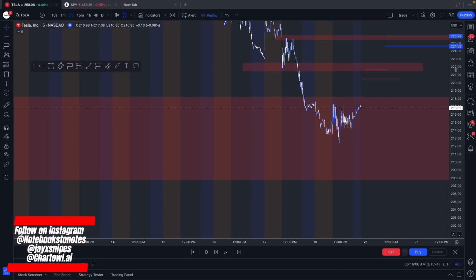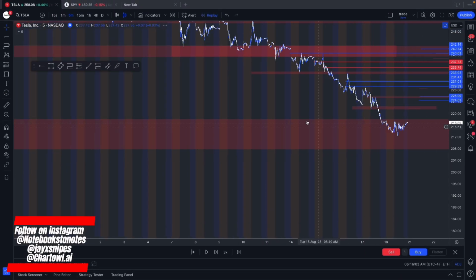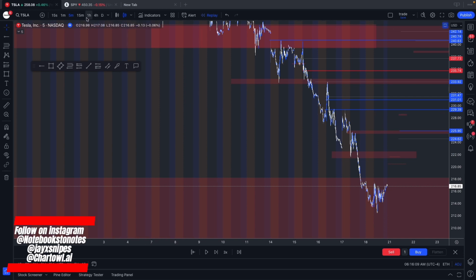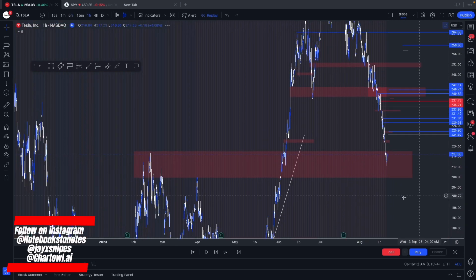So as you can see, I got Tesla over here, and I have these two zones. Everything in here is an operating range, and that is external liquidity. So I'm gonna go down to the 1 hour, and then I'll break everything down later.